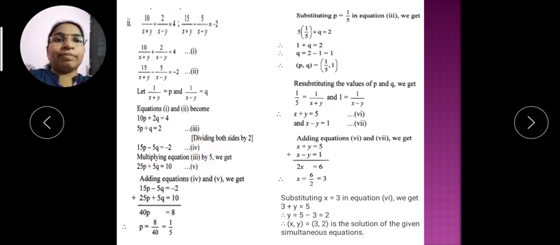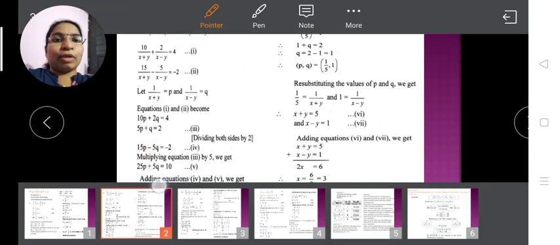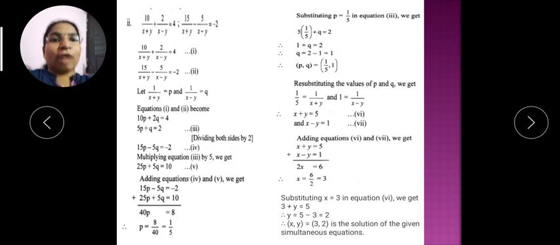Now see here, multiply equation 3 by 5. So what will you get? 25p plus 5q is equal to 10. Now compare the 4th equation and the 5th equation. The 5q has a plus and a minus sign, so add these equations. After adding, you will get the value of p is equal to 8 upon 40, that is 1 by 5.